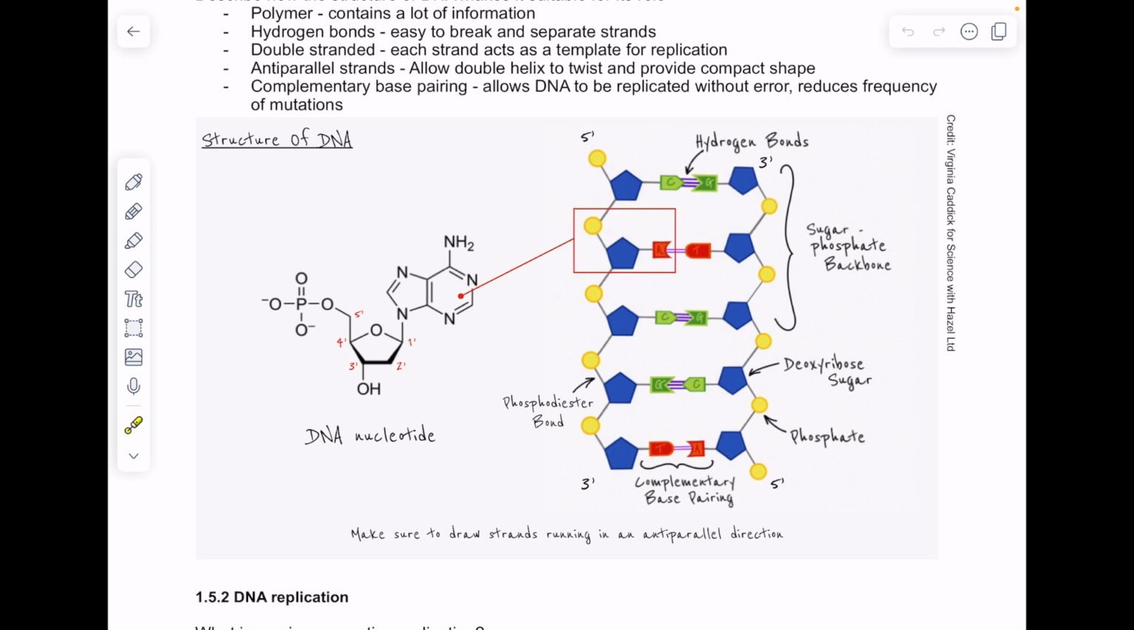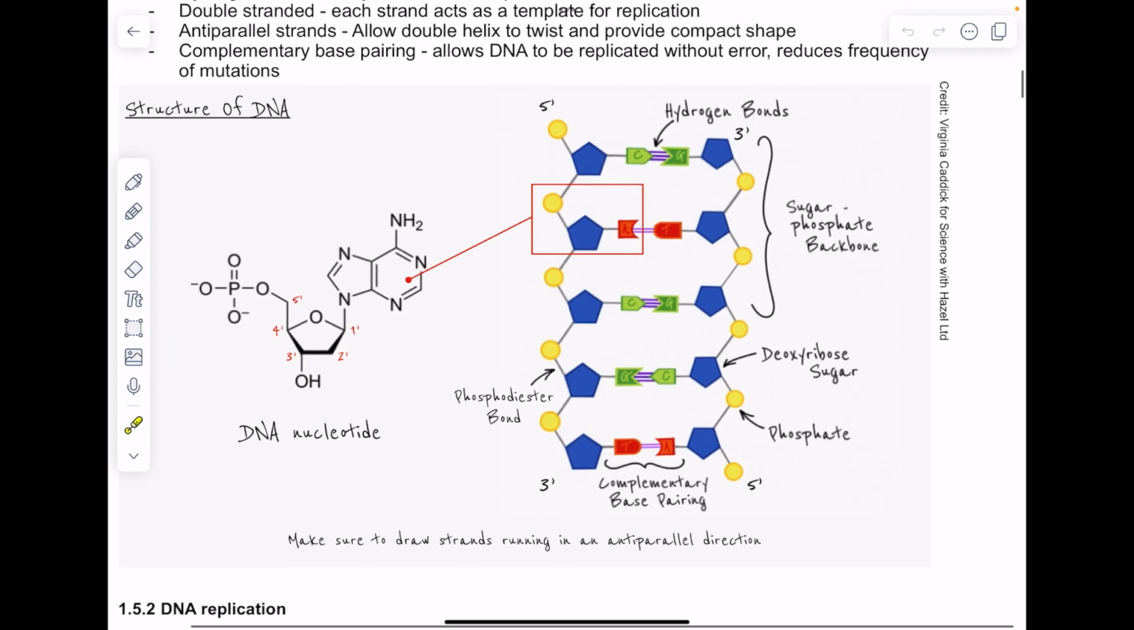Now these bases are held by hydrogen bonds, 2 hydrogen bonds between A and T, 3 hydrogen bonds between C and G. One thing to be aware of is the term nucleotide. All a nucleotide really is, is the combination of a phosphate, a sugar and a base. So there's one nucleotide, here's a second nucleotide.